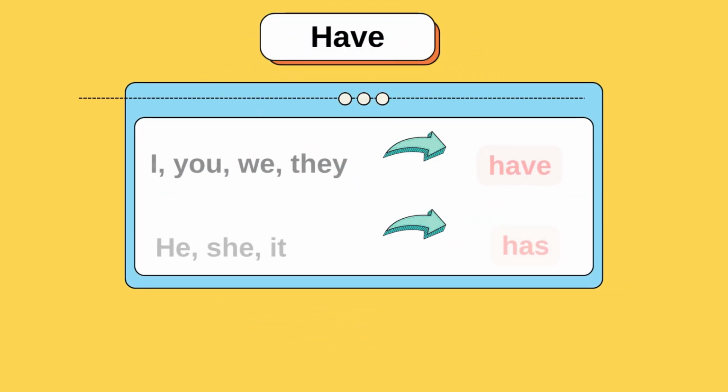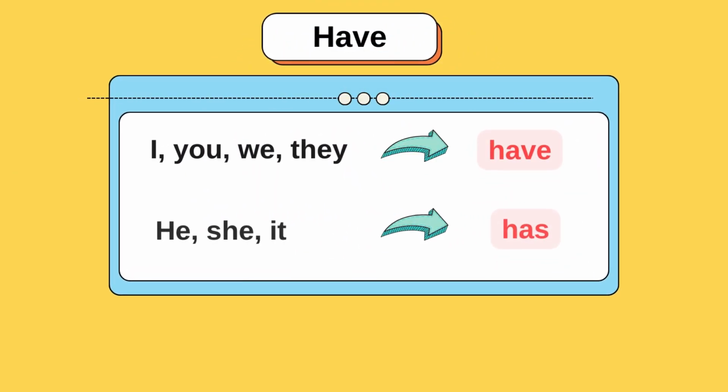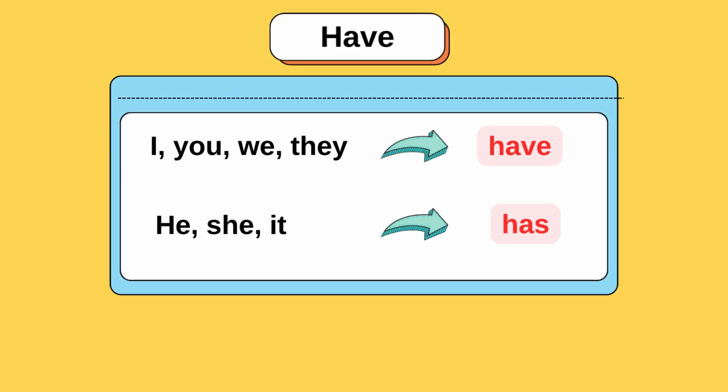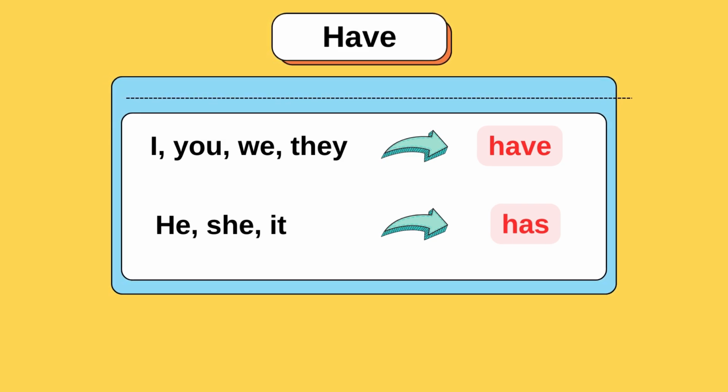The verb have is very important in English. We use it for all of our perfect tenses. In the present perfect, for I, you, we, and they, we use have. And for he, she, and it, we use has.